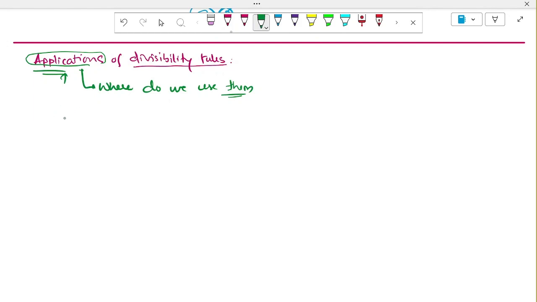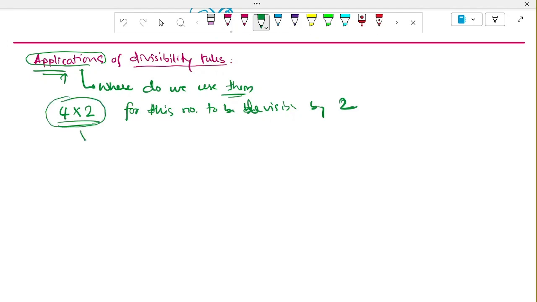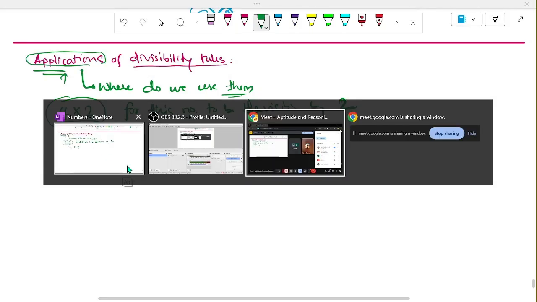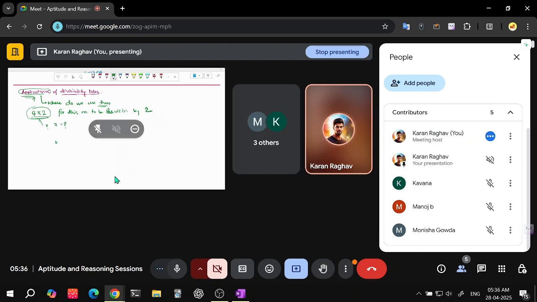Now let's imagine that we are given a number 4x2. For this number to be divisible by 2, what should be the value of x? I want this number to be divisible by 2, what will be the value of x? What is x equal to? Can you try answering this question? What is the possible value of x if I want this number to be divisible by 2?